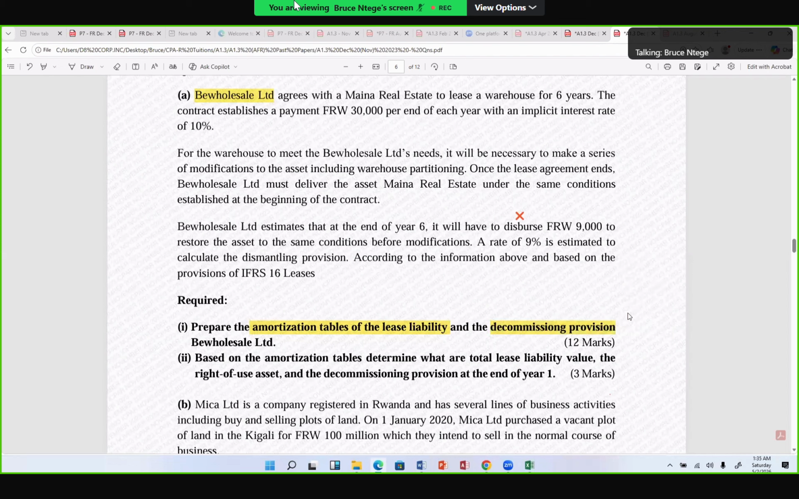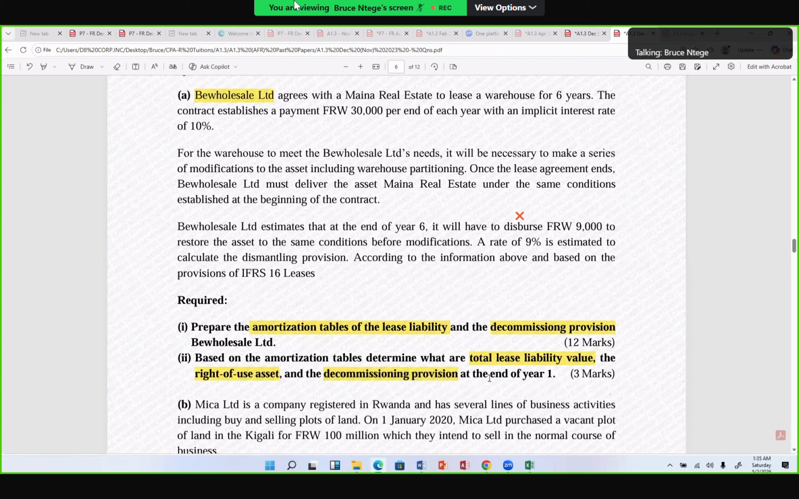Then part 2 says, based on those amortization tables, determine the total lease obligation or lease liability value. So we're going to get the total lease liability value, then the right of use asset value, and the decommissioning provision or decommissioning liability value at the end of year 1. These are 3 figures, and we want the end of year 1 balances.